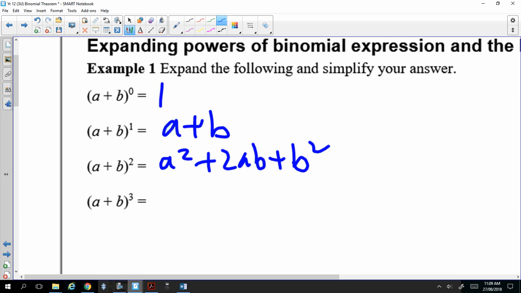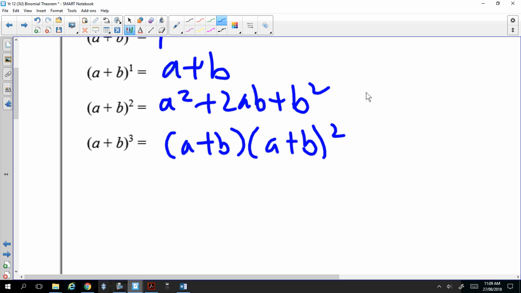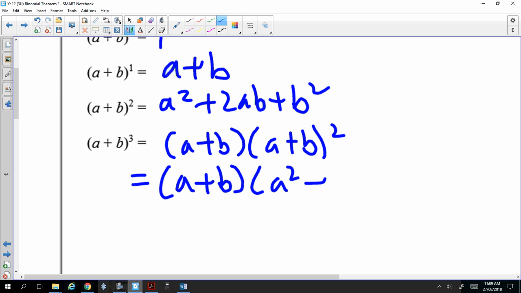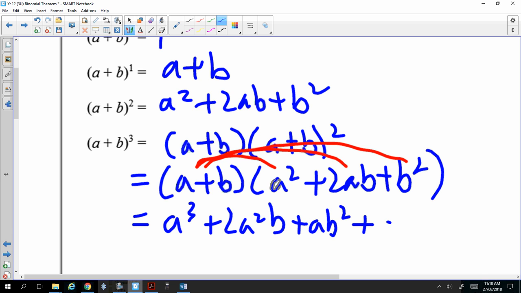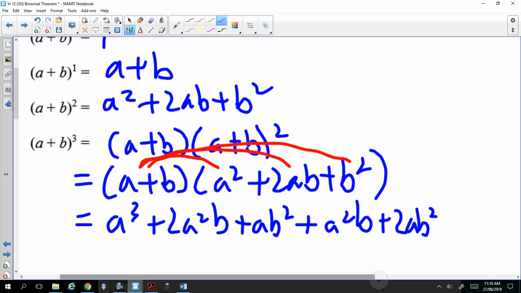Okay, so we did a plus b, and then a plus b squared, right? That's the first step. And then what's a plus b squared? It's a perfect square, a squared plus 2ab plus b squared. Yes? And then you expand the second bit, right? So you get a cubed plus 2a squared b plus ab squared plus a squared b plus 2ab squared plus b cubed. All right, take a look.